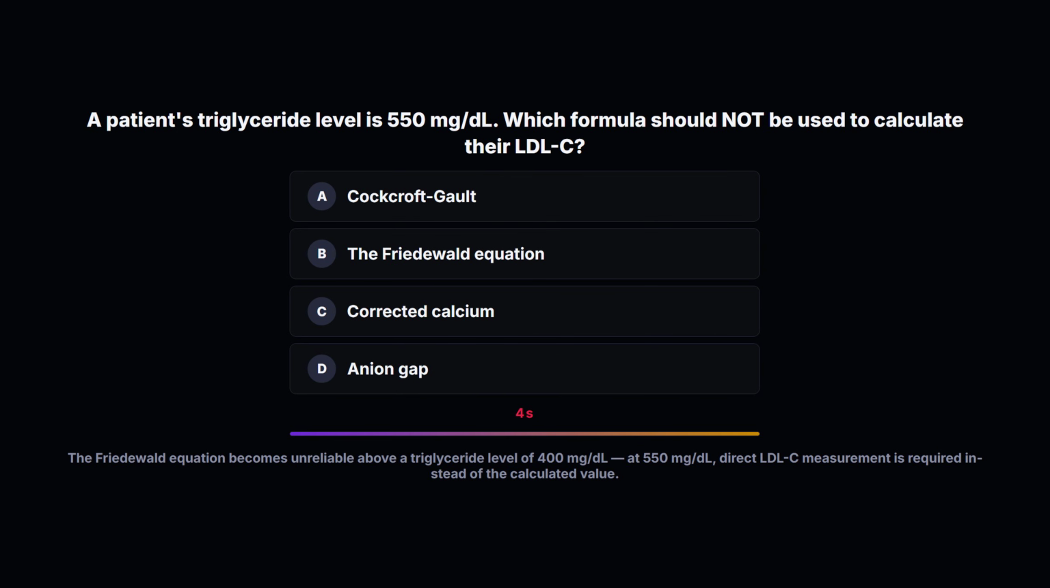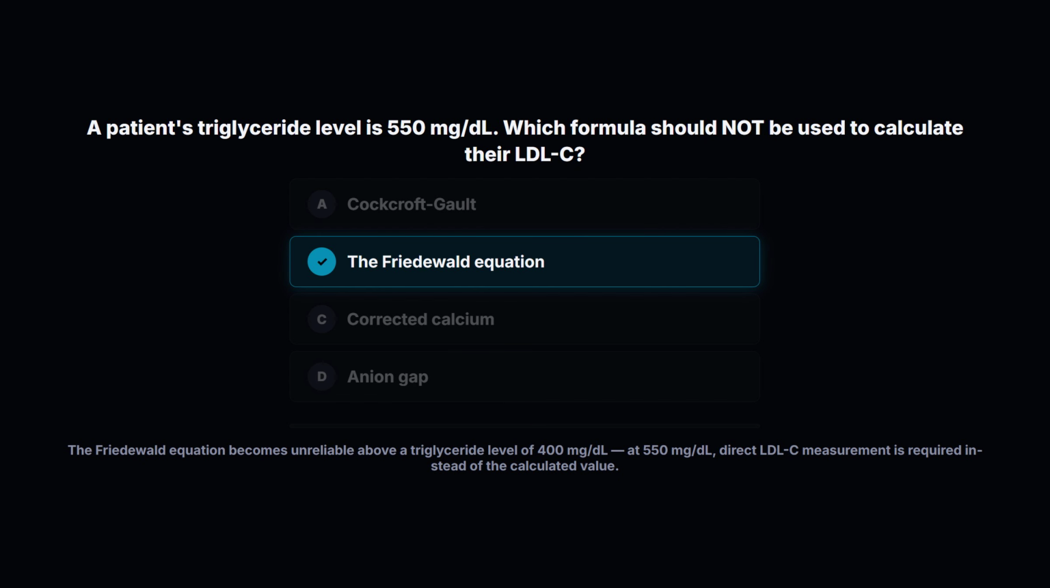Quick check before we close. A serum triglyceride level comes back at 550 mg/dL on a patient's lipid panel. Which formula from this video should not be used to calculate their LDL cholesterol?